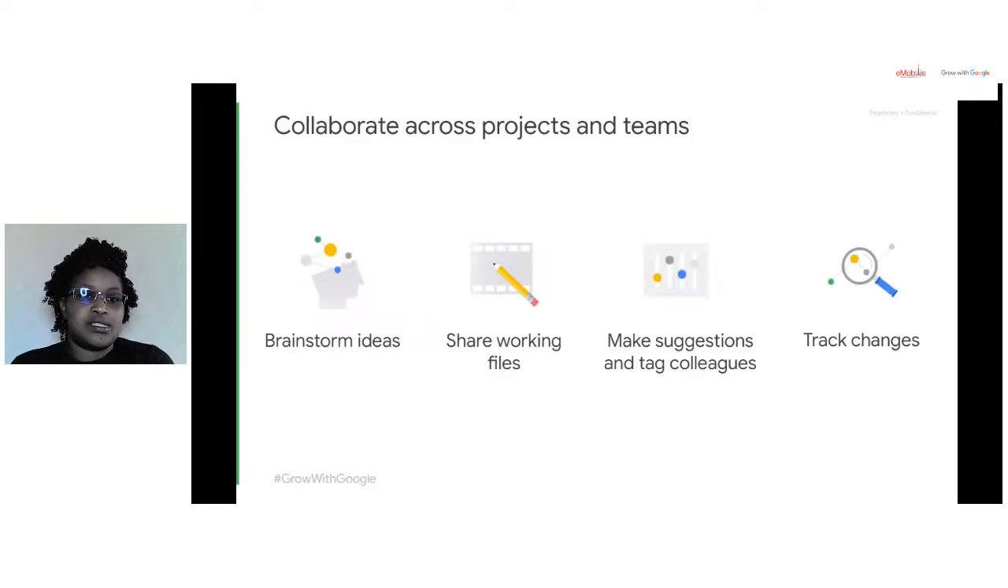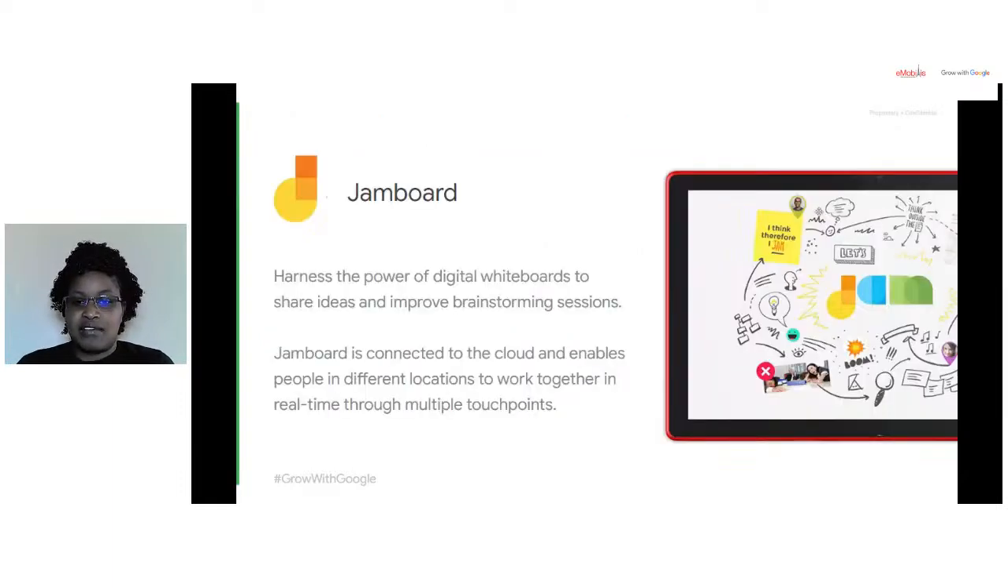So, collaborate across projects and teams. We could brainstorm ideas. There are 4 ways of collaborating. 1 is brainstorming ideas. 2 is sharing working files. And then we have make suggestions, tag colleagues, and track changes. So I want us to dive into the first one, which is brainstorming.